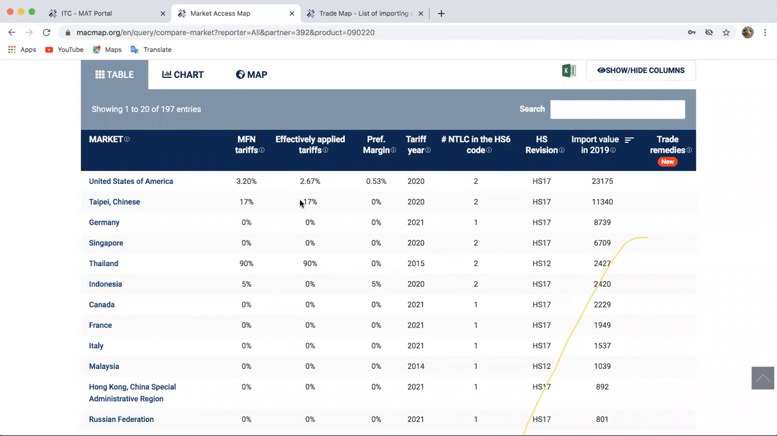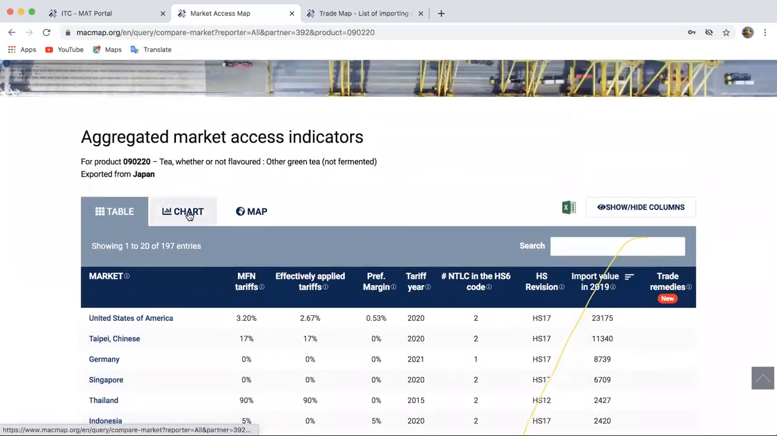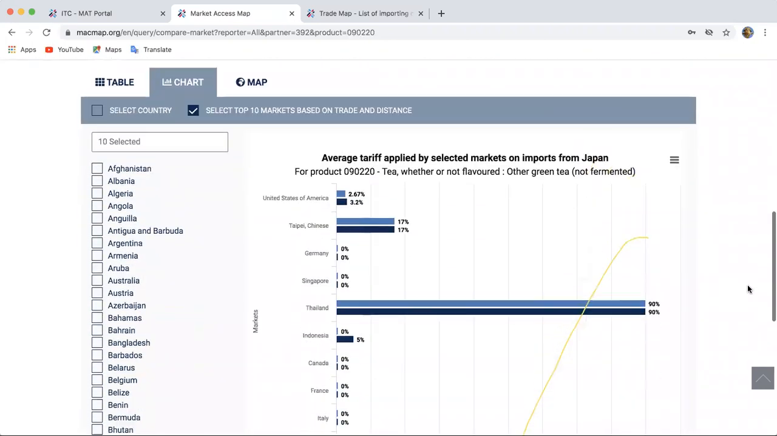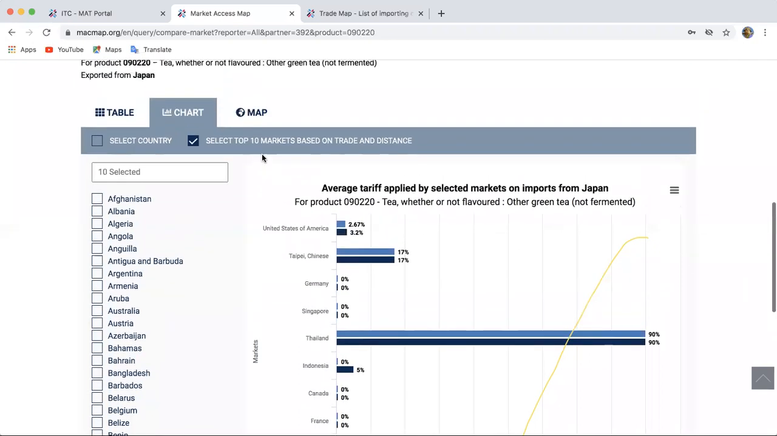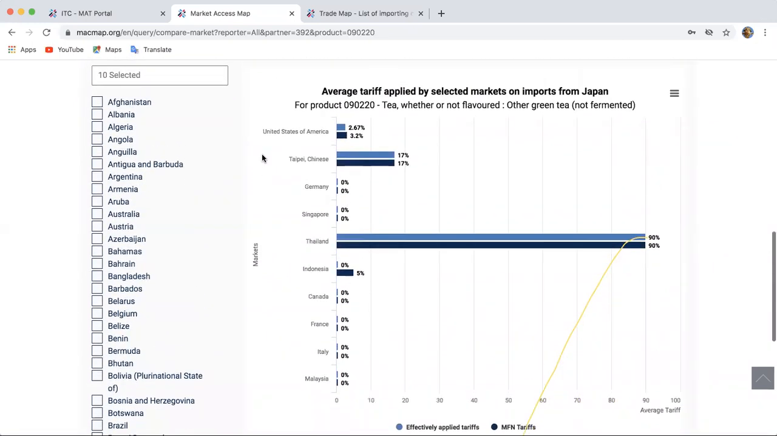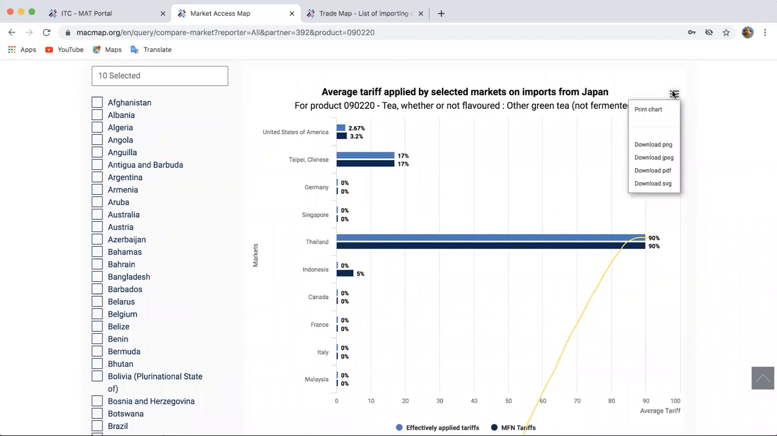And we can see that actually Germany, Singapore, Indonesia, Canada, France, they're all levying a very low, effectively applied tariff. We can also look at the chart for this, just to rank them according to their applied tariffs or to some other things. You can download them, you can save them, you can look into whichever country you want to look at, so you can play around with this as well.